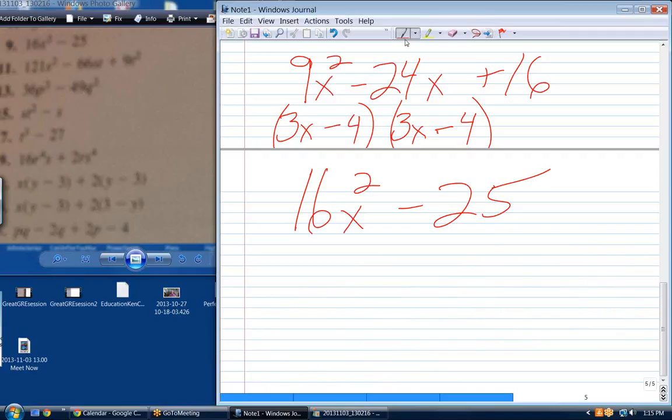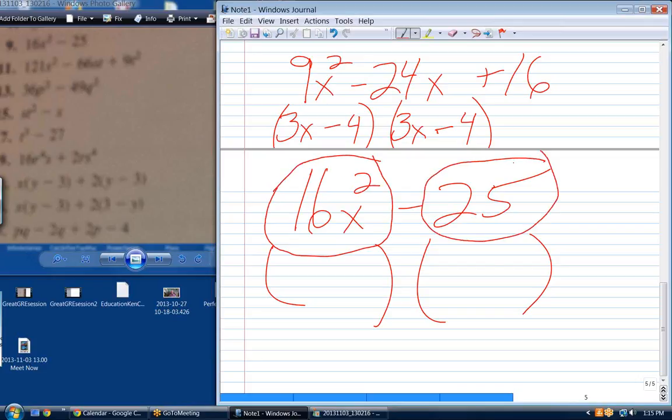All right, how about 16x squared minus 25? What are we going to look for because we're missing an x? This is opposite signs. It's difference of squares. Remember that expression. You can't imagine how often you're going to need to use that. Not the expression, but to recognize it. In other words, at Algebra 2 level, it's called difference of perfect squares, because both of these are perfect squares.